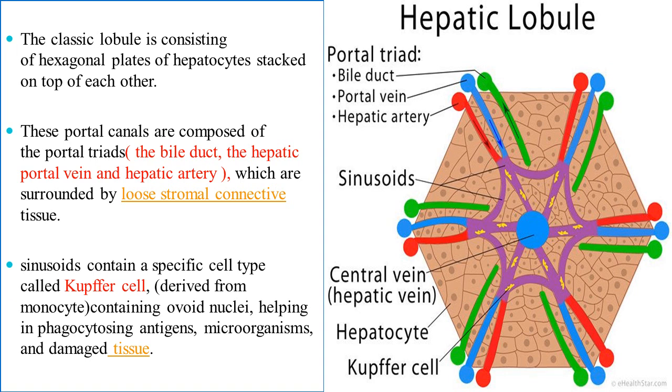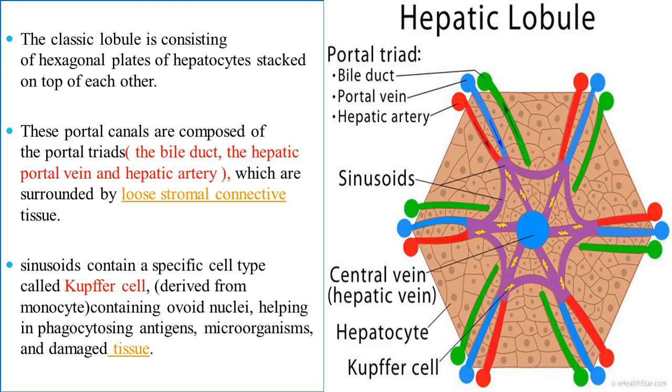راح نشوف شنو التراكيب الداخلة بضمن الهيباتيك لوبيول. أول تركيب يسمى بالبورتال كانال، اللي يحتوي على البورتال تريد. شنو هو البورتال تريد؟ البورتال تريد يحتوي على البايل داكت والهيباتيك فين والهيباتيك artery، or the hepatic portal vein and hepatic artery which are surrounded by loose stromal connective tissue. إذن البورتال كانال تحتوي داخلها على البورتال تريد. هاي البورتال تريد متكونة من بايل داكت، هيباتيك portal vein والهيباتيك artery ومحاطة بلوز connective tissue.